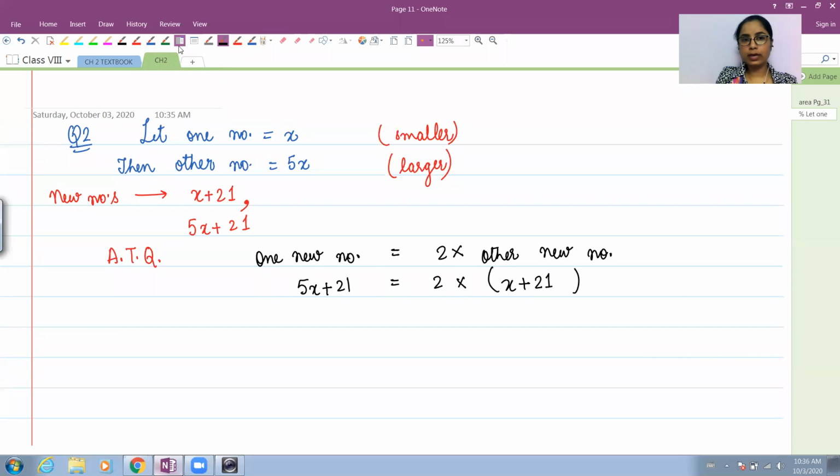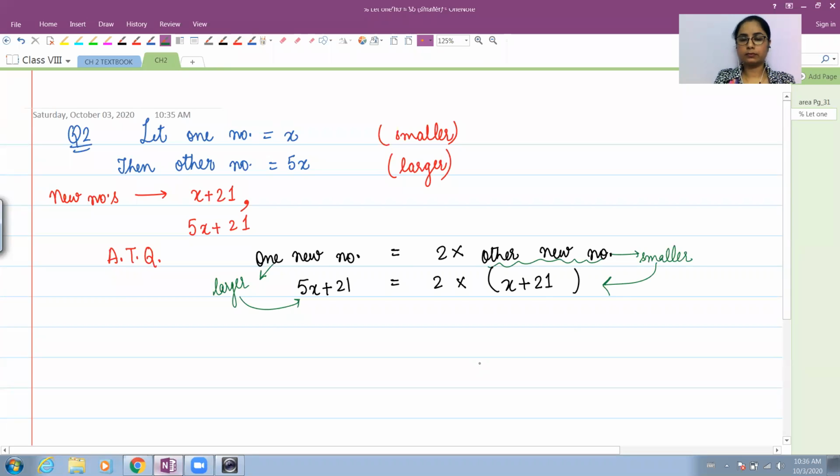I would like you to write this down for yourself that this actually will be the larger number. So that's why I've written this. And the one we are multiplying by 2, that should be the smaller one. If you write the larger number multiplied by 2, the value will be very large. It cannot be equal to the smaller number. So the smaller number will be doubled and then it will become equal to the larger number. Now you want to solve.